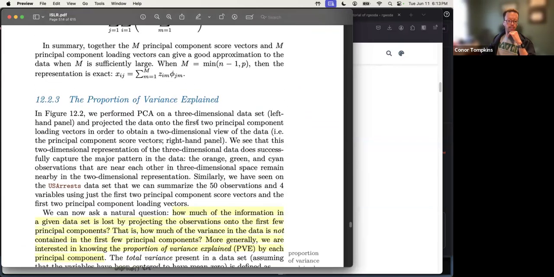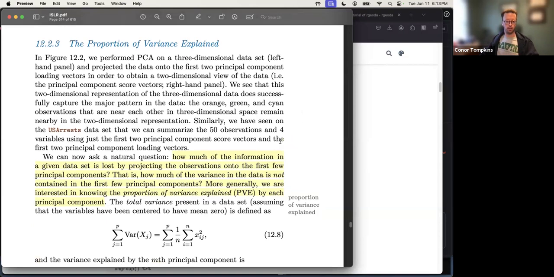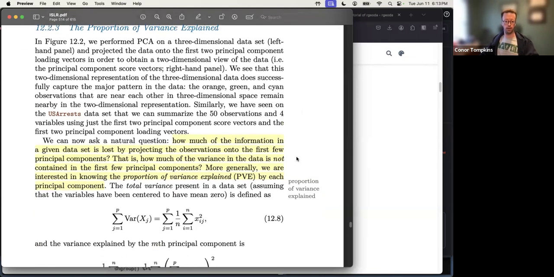So proportion of variance explained. This is, again, pretty important for understanding PCA. The whole idea is condensing the amount of information into a lower dimensional space. So a natural follow-up question is, how much information are we losing by projecting those observations onto the first couple of components? Typically, the first principal component always explains the most variance, and then you can look at the variance explained by the next couple of components as well, or calculate the cumulative variance explained.